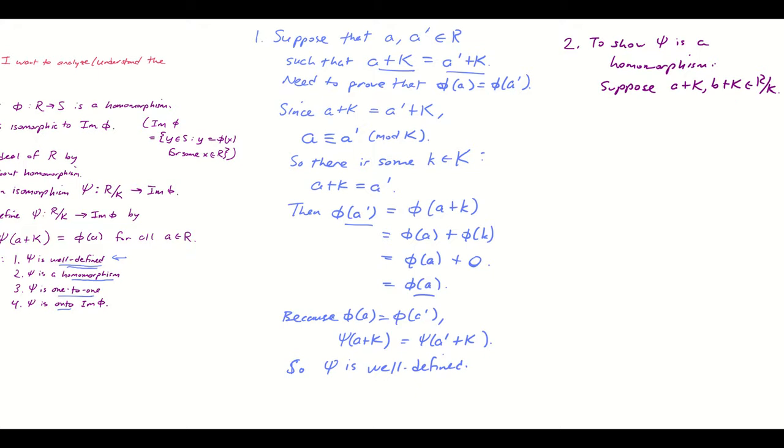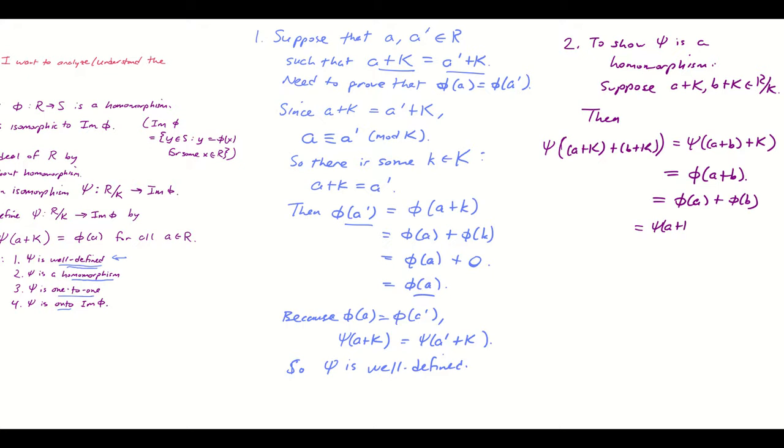All right, so then we have, what is psi of (a plus K) plus (b plus K)? Well, by definition of coset addition, that's psi of (a plus b) plus K. And by definition of psi, that's phi of a plus b. And I know that phi is a homomorphism, so phi preserves addition. That's phi of a plus phi of b. And again, by my definition of psi, that's the same as psi of a plus K plus psi of b plus K. Okay, so that shows that psi preserves addition.